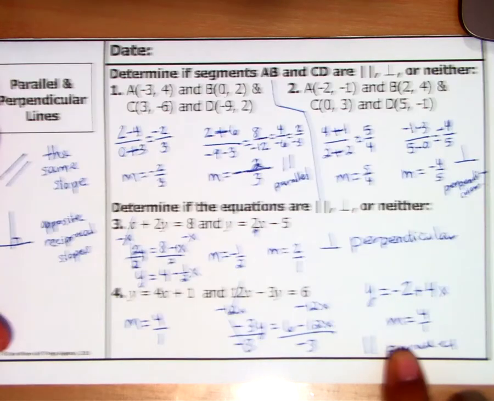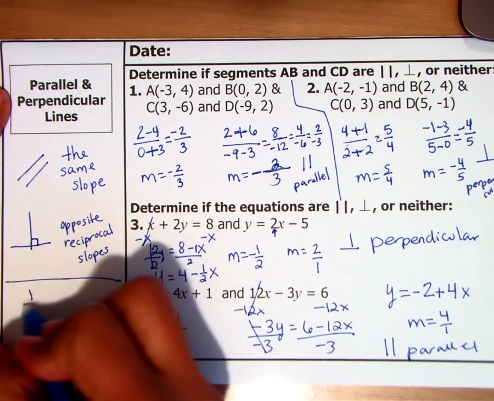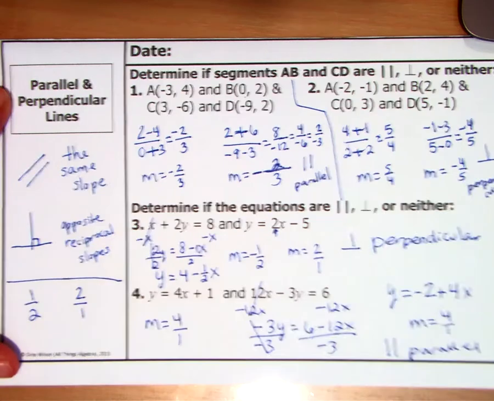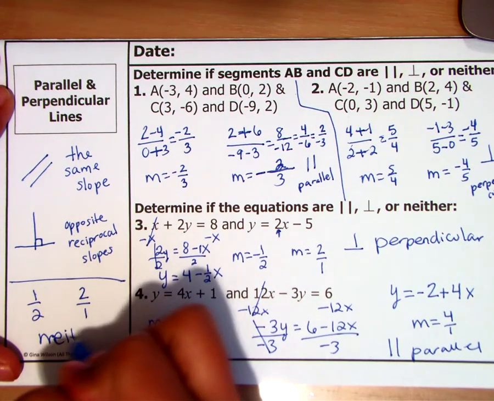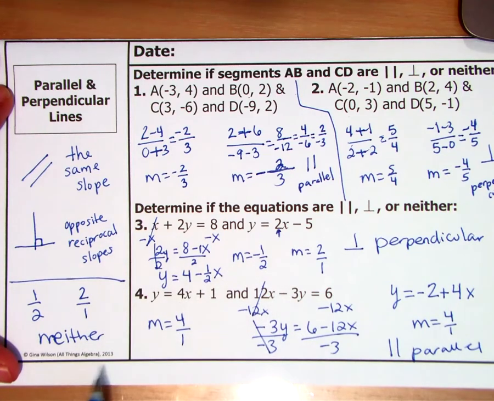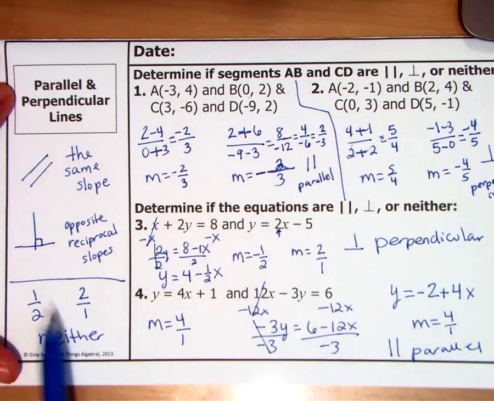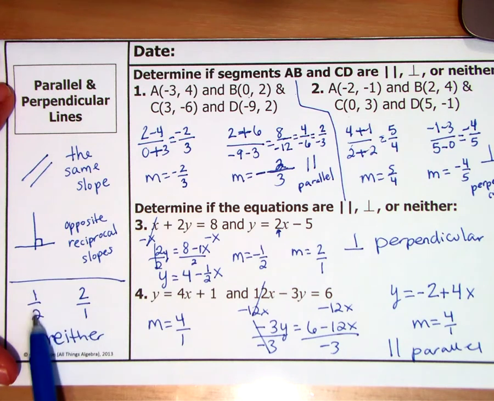Now if you get two slopes, let's say one of them is 1/2 and the other slope is 2 over 1. Those would be neither. They're not parallel, they're not the same, and they're not perpendicular. They're not perpendicular because this one's positive and this one's positive. They're both positive. They have to be opposite signs. They are reciprocals, they are flipped, but they don't have opposite signs.